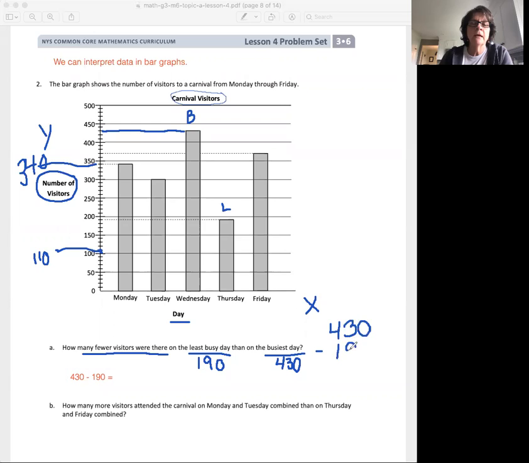Remember, it's important to line up your tens with your tens, your ones with your ones, your hundreds with your hundreds. I'm going to start with the ones. 0 ones minus 0 ones is 0 ones. Okay, and then I'm going to subtract the tens.